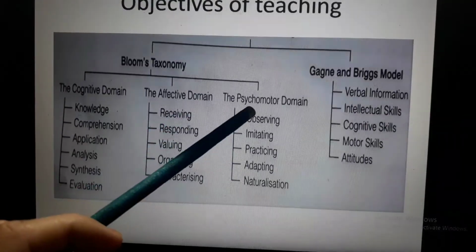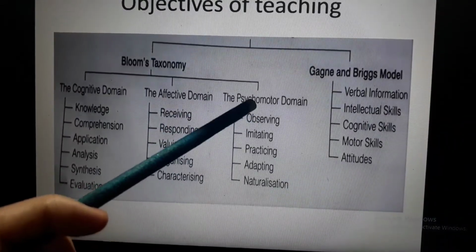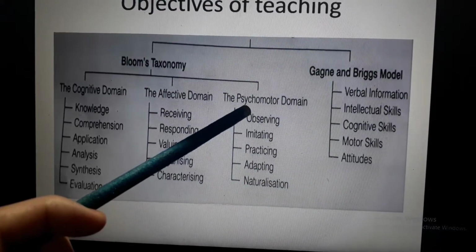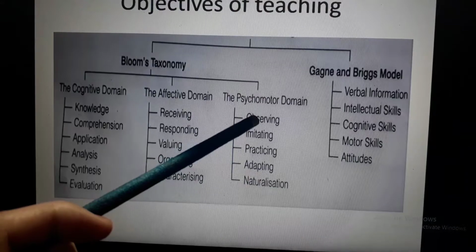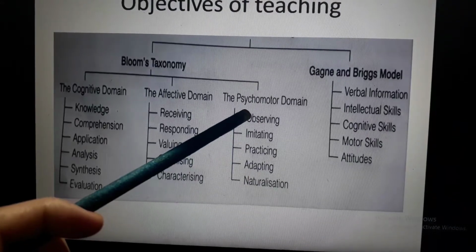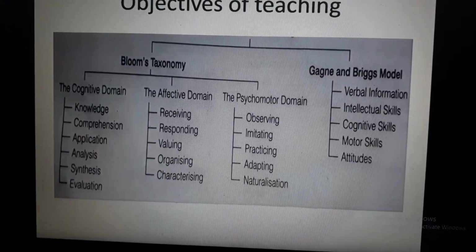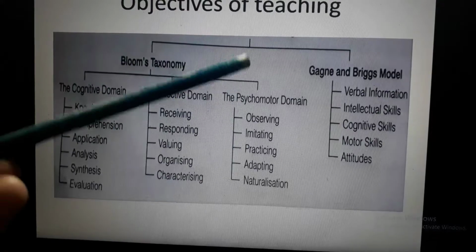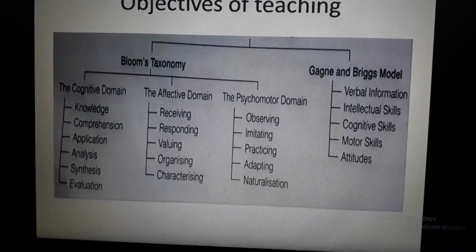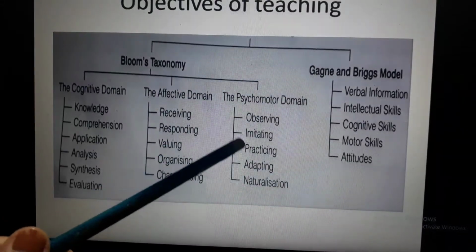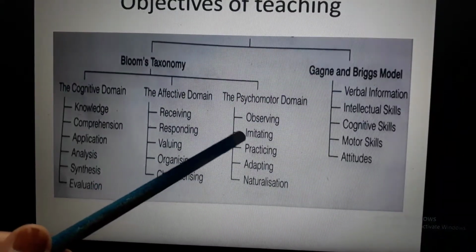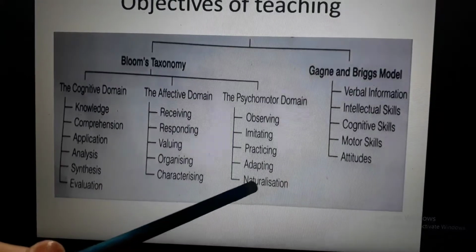And the last domain, the psychomotor domain, consists of an action-based domain that focuses on change or development in behavior or skills. Skills in the psychomotor domain describe the ability to physically manipulate a tool or instrument like a hammer and a hand. The psychomotor domain is divided into 5 levels: observing, imitating, practicing, adapting, naturalization.